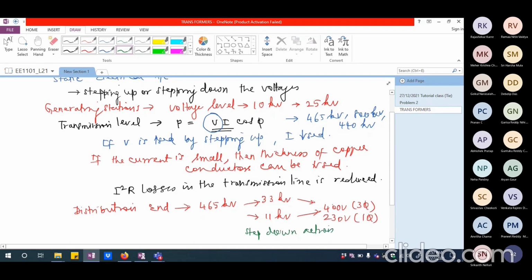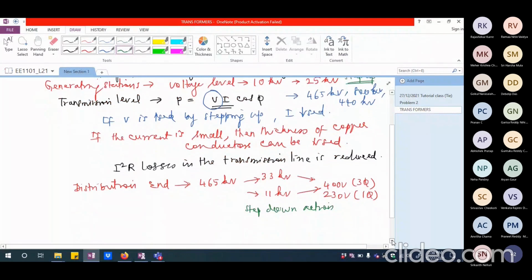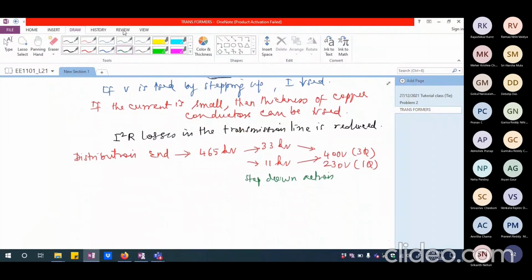Whereas at the transmission end, it is going to be step up action. So this will be stepped up from generation level to transmission level, and at the distribution end, it will be stepped down from the transmission level to distribution level or domestic level. So this is what is going to happen. So transformer plays a very vital role in power transmission and distribution. Without transformer, it would not be possible for us to have AC transmission at all.